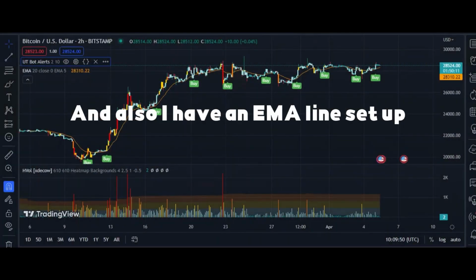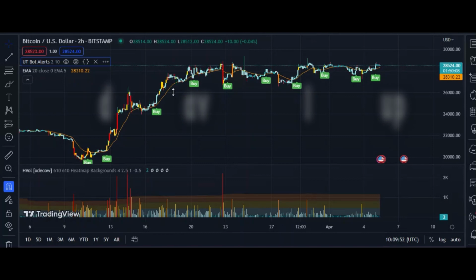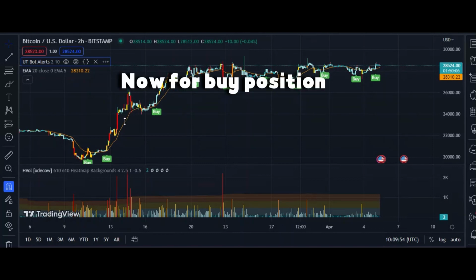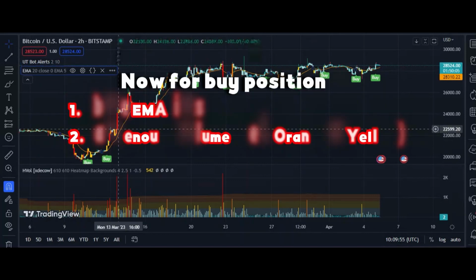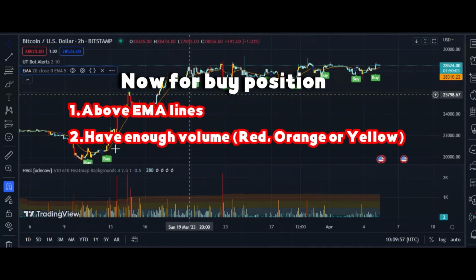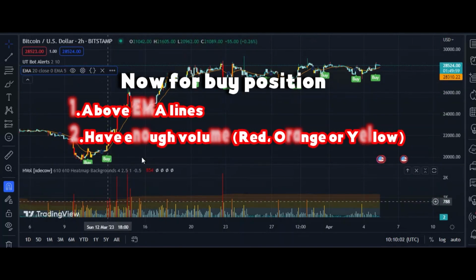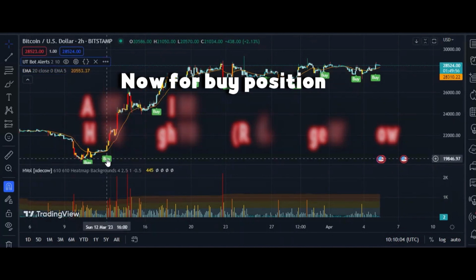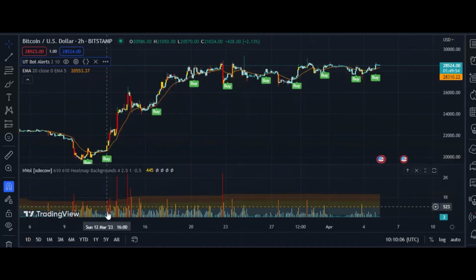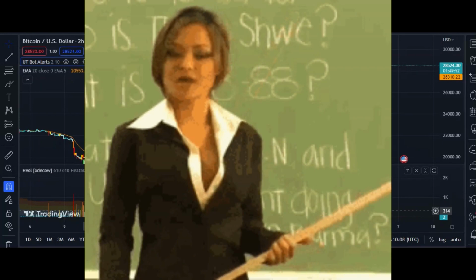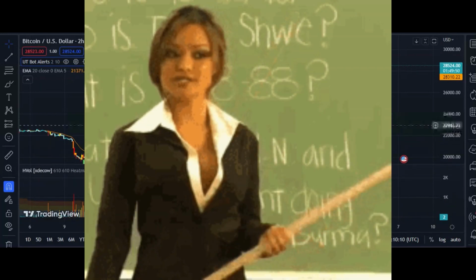And also I have an EMA line set up. Now for a buy position, we check buy signals that are above the EMA line and have enough volume. That means the color of the histogram and candles are red, orange or yellow. Tell me in the comments about your experience with these 3 indicators combination.